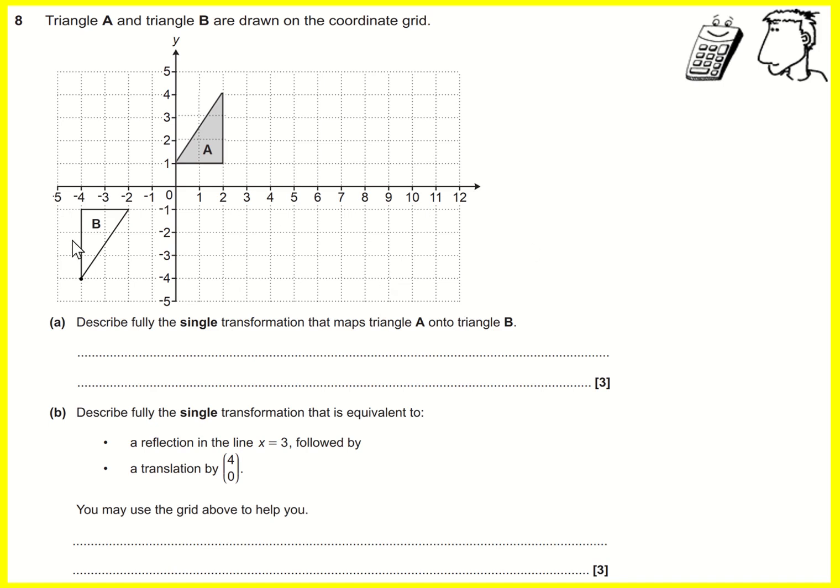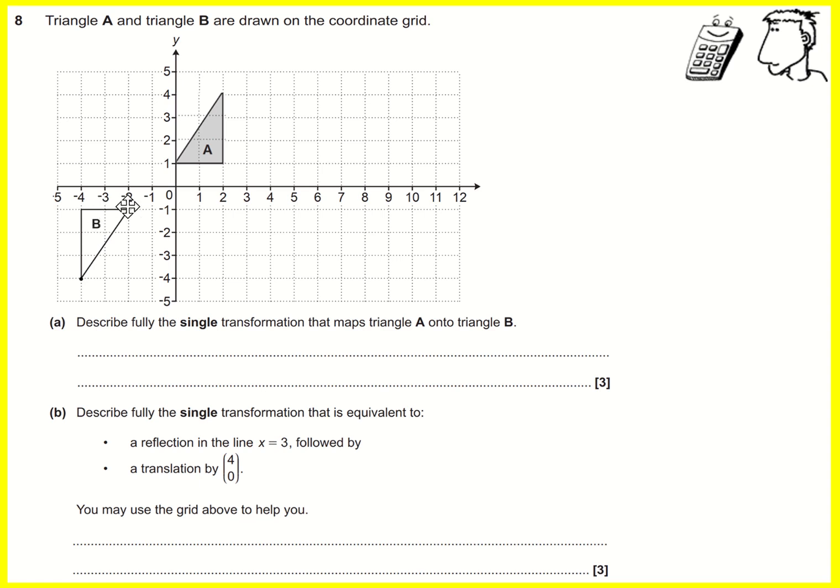Right, first of all, we're given two triangles and we're asked to find the transformation that maps A onto B. It's not going to be a translation, so then you've got to think of your four transformations. It's not going to be a translation because it's not the same orientation. It's not going to be a reflection because you can't reflect to give that. Enlargement, well, it's the same size.